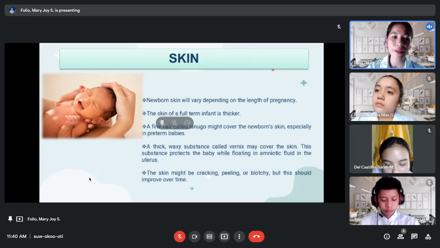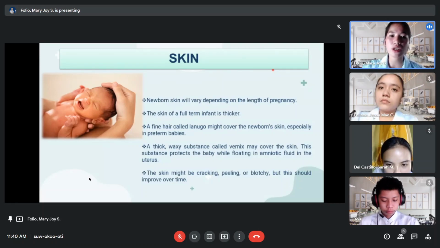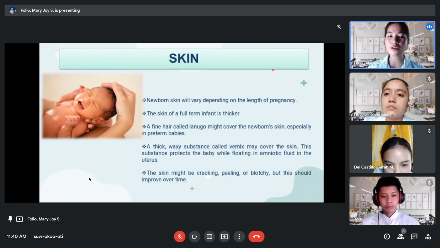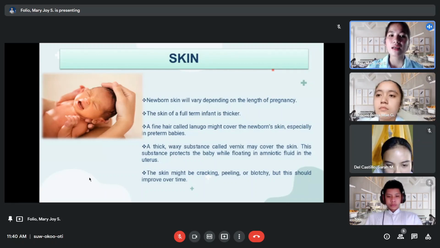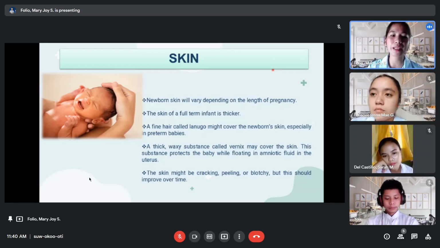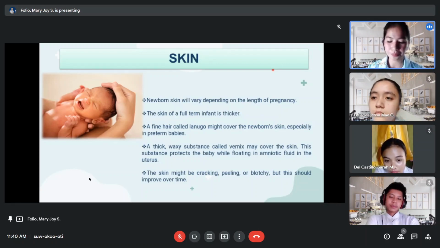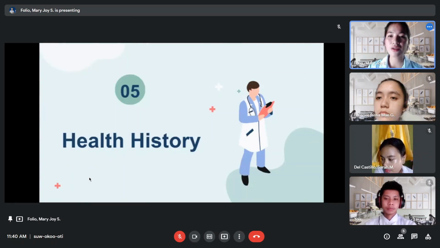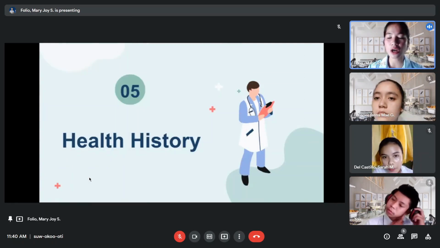So at birth, the skin of the normal newborn is reddish or purple in color and turns bright red when the baby cries. So during the first few days of life, the skin gradually loses this redness, and in addition, the newborn's hands and feet may be cool and blue. So by the third day, the newborn may also appear slightly yellow. So that is for the anatomy and physiology.